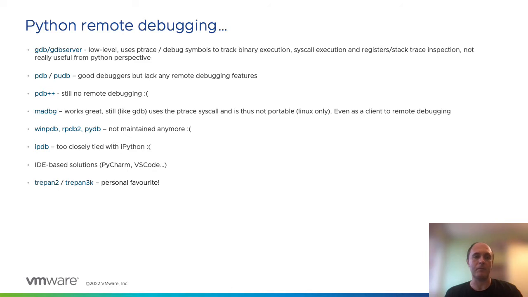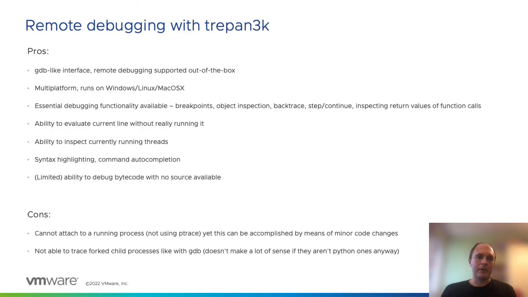So far, my personal favorite is the Trepan family of Python debuggers: Trepan 2, which is a Python 2 debugger, and Trepan 3K, which is the Python 3 debugger. About Trepan: first, it's a console-based text user interface, very much GDB-like, which I really appreciate. And it supports remote debugging out of the box. It's actually one of its core functionalities.